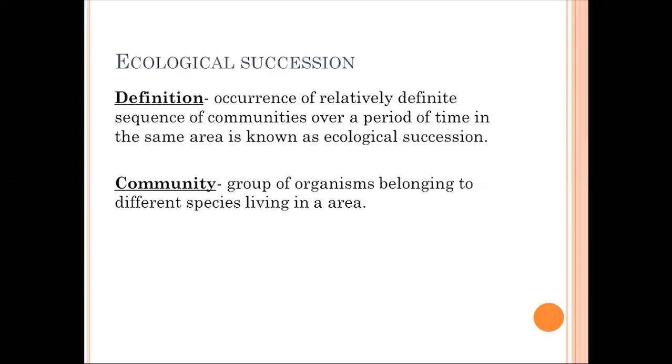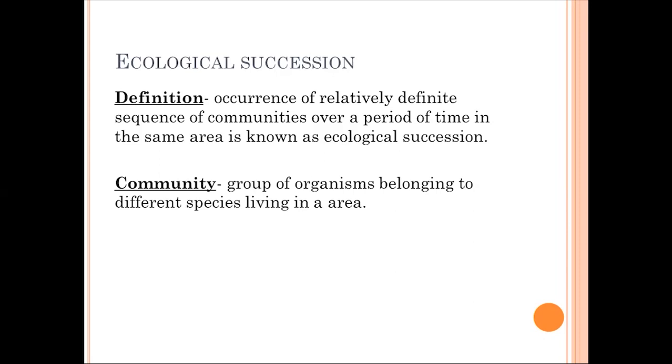Ecological succession. Ecological succession is the occurrence of a relatively definite sequence of communities over a period of time in the same area. That means different communities will occur in a given area at different times. Communities are nothing but groups of organisms belonging to different species that live together in an area. So in the forest, you must have seen there are trees which are the dominant community. So this happens over a period of time.